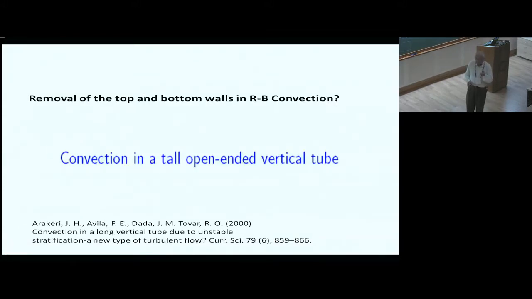So this is, as I said, a very different type of convection flow. And it is again natural convection, but it has some similarities with Rayleigh Bernard, but there are a lot of differences. And essentially it is convection in a tall vertical tube which is open at two ends.